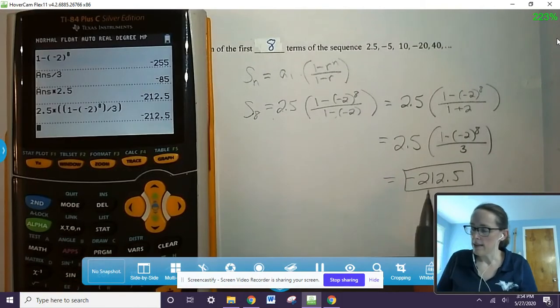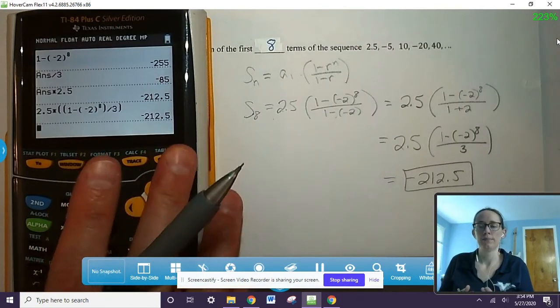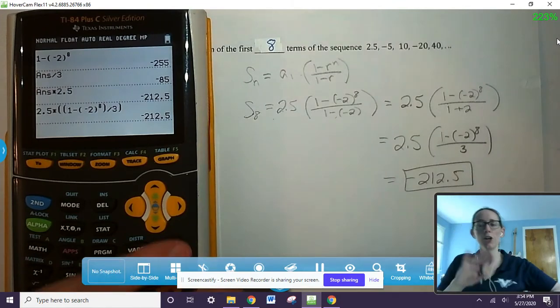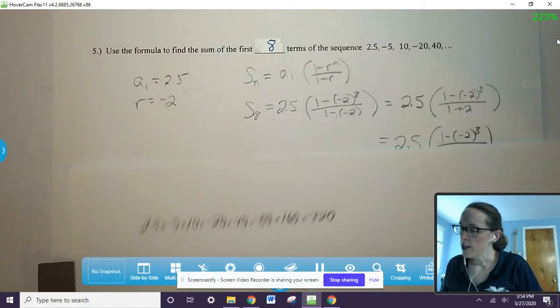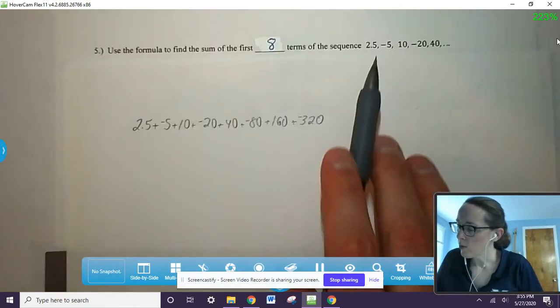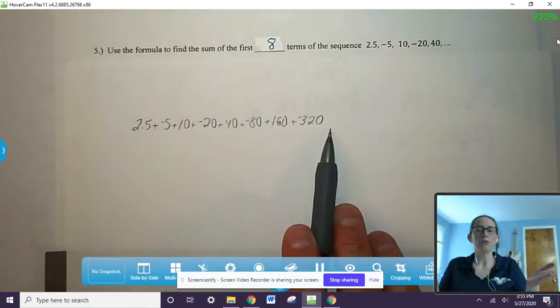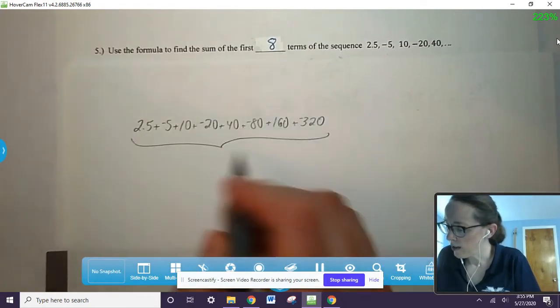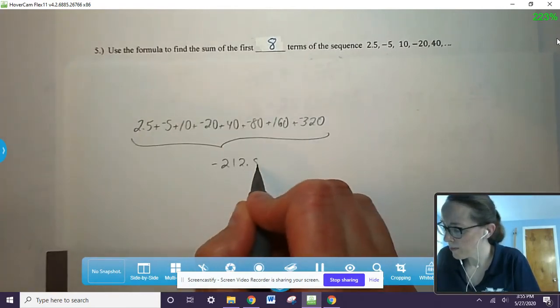Okay, so taking a look at this, I just want to see what you think. Does it make sense that this answer came up negative? Well, let's look at what we found. So this is a little extra information. What we just found is if we have the sequence and we add the first 8 terms, here are the first 8 terms. What you get is a total of negative 212.5.